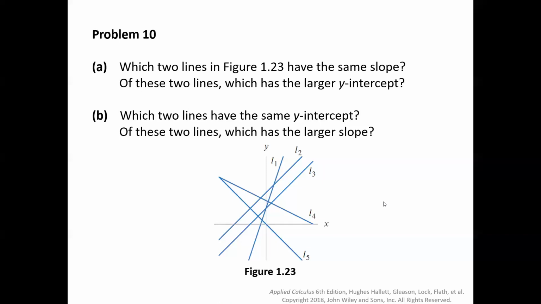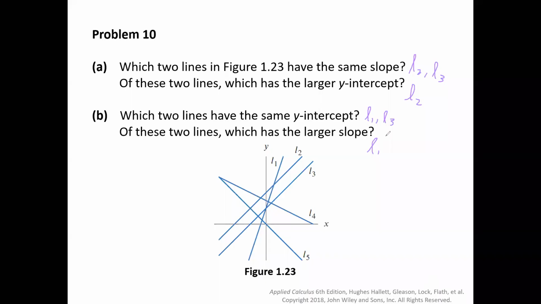All right, so here's another exercise. Go ahead and try this one on your own. All right, part A, the two lines that have the same slope are L2, line 2, and line 3. And of these two lines, which has a larger y-intercept? The one that's a little higher, which is L2. The y-intercept is right here for L2, whereas for L3, the y-intercept is right here.